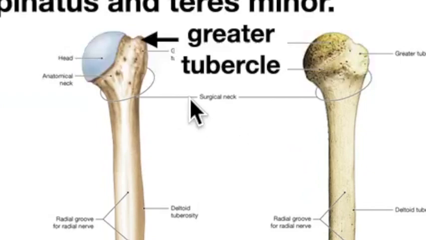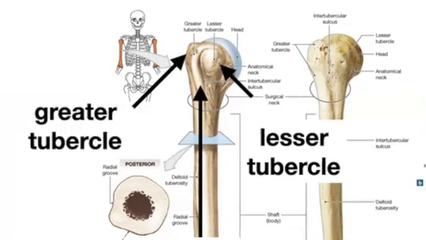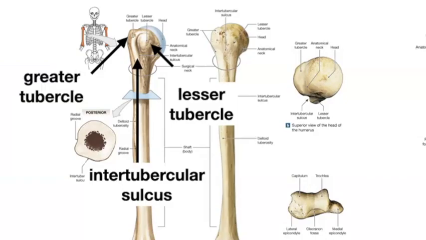There's anterior and posterior views. The lesser tubercle is on the anterior medial surface of the epiphysis of the humerus. It's the insertion site for the subscapularis muscle that originates on the scapula. The intertubercular sulcus, or groove, separates the greater and lesser tubercles. The tendon of the long head of the bicep brachii is found in this sulcus.